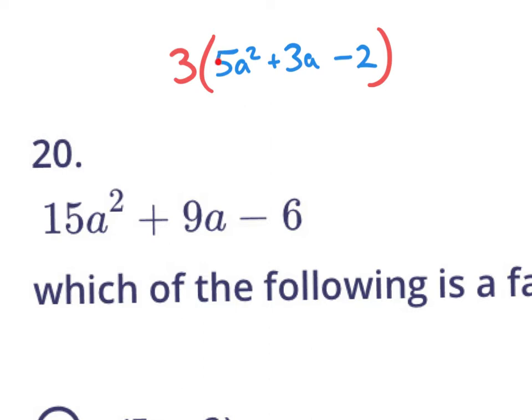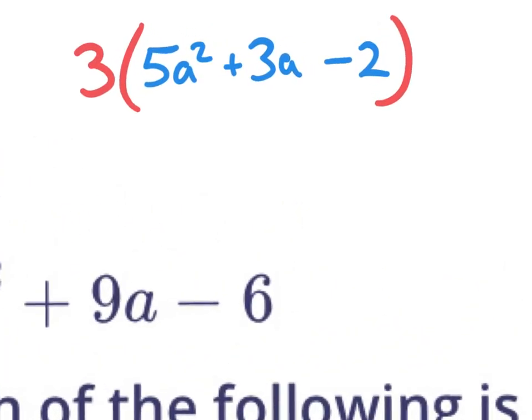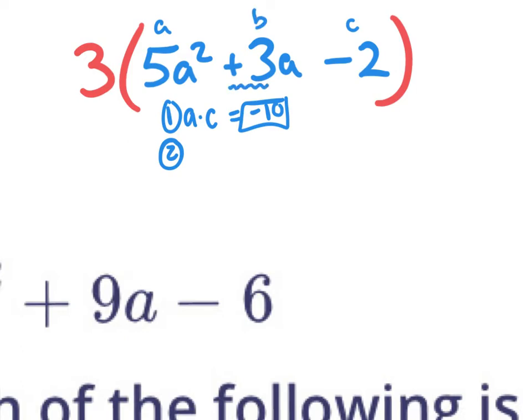Now this a value is 5, so that means I have to do that multi-step process on factoring. Let's not forget about the 3 that's out there, the GCF that we pulled out already. Let's begin by doing a times c. Step 1 is to multiply a times c, giving you negative 10. Step 2 is to think of the multiples of negative 10 that combine together to give you the b value, which in this case is positive 3. So how could I get negative 10? It's either negative 1 times 10 or negative 2 times 5. Those are the only 2 ways, besides changing the signs.